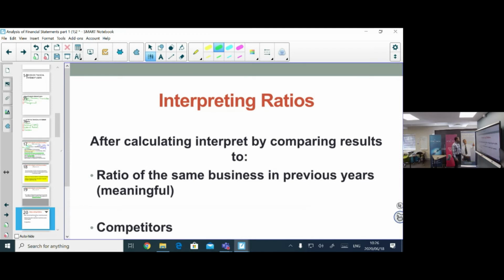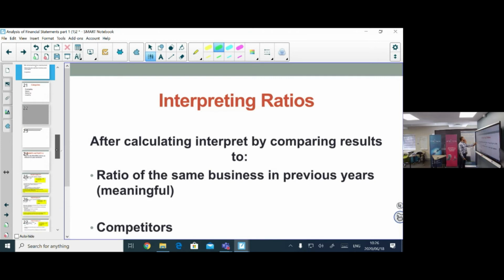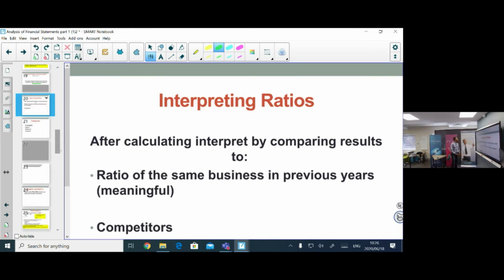Okay. So we'll talk about ratios for now. We'll just talk about them, then later we'll do exercises or calculations regarding the ratios. Interpreting ratios: after calculating, interpret by comparing results to ratios of the same business in previous years, to be meaningful.